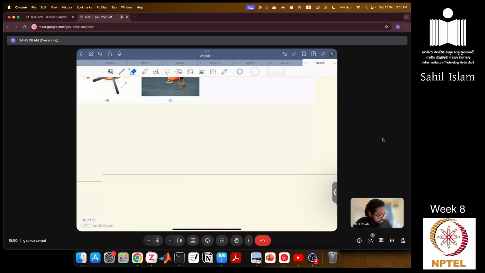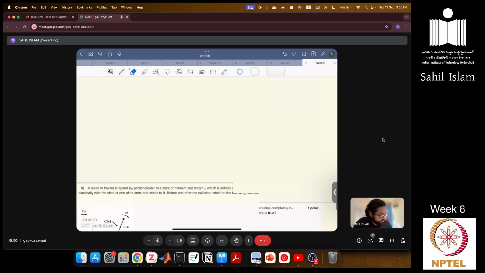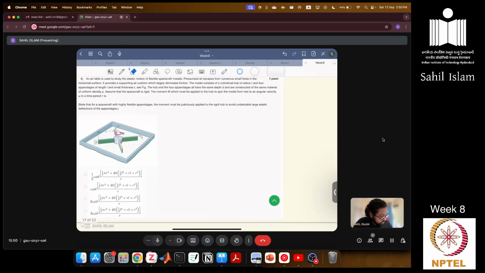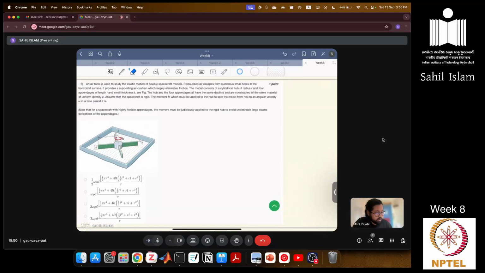Okay, so we have a few questions left. Let's do this. This is a very interesting question, and it looks a bit weird, but it is not. It says that an air table is used to study the elastic motion of flexible spacecraft models. You see these dot holes: pressurized air escapes from numerous small holes in the horizontal surface.